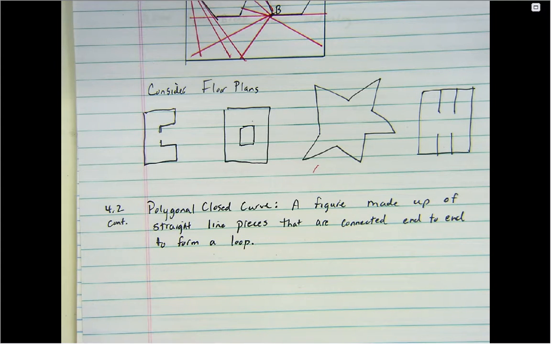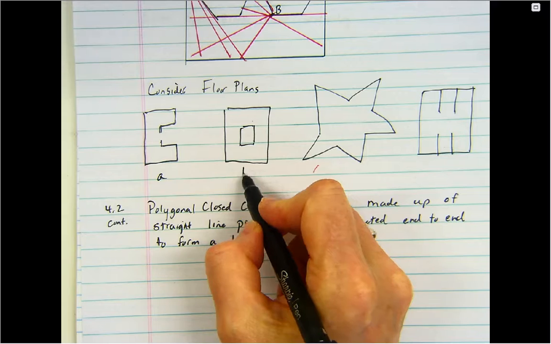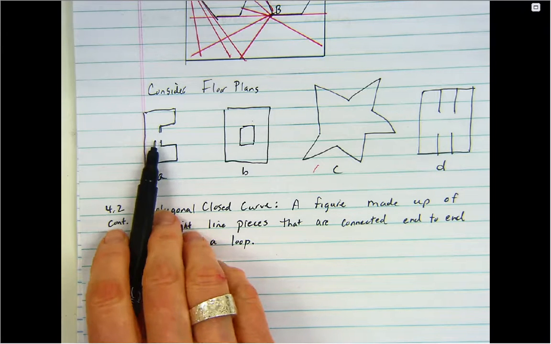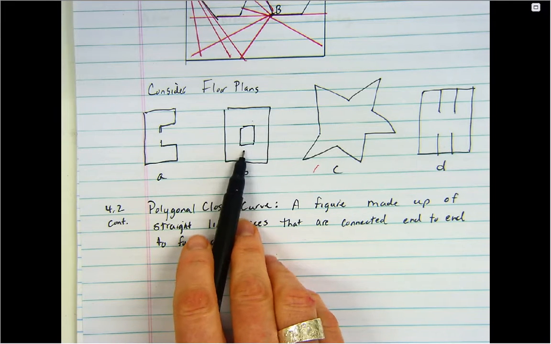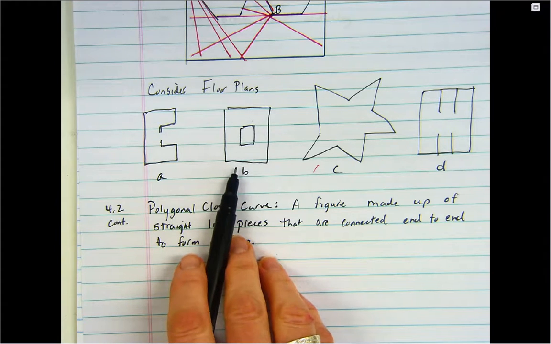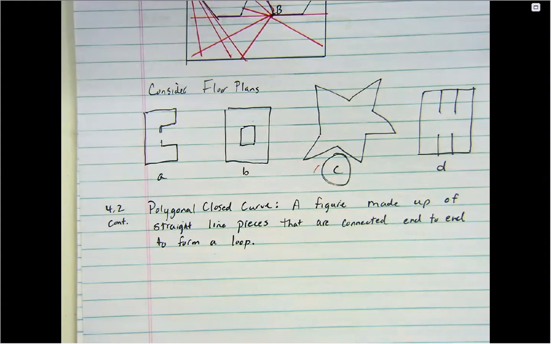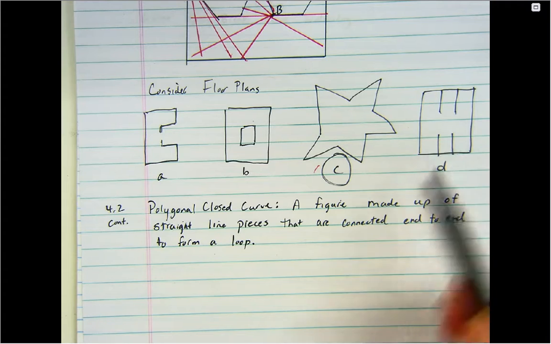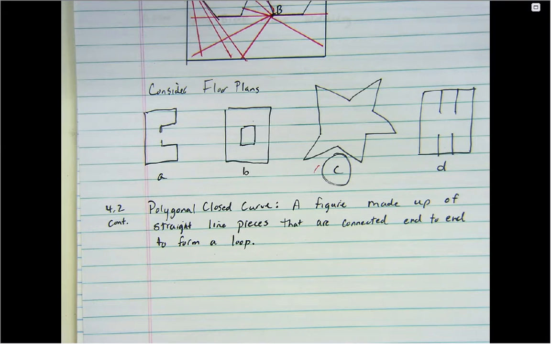So I'll label the shapes that we made, and you can pick out which one of those is a polygonal closed curve. Okay, which one is made up of straight line pieces, or we'd call those straight line segments, connected end to end until they closed up again? A, B, C, or D? Yeah. C, good. So this one, A, is not because it hasn't closed up yet. B is not because the square in the middle is not connected end to end to the square on the outside. C is the one that's the polygonal closed curve. D is not because it has these line pieces that are not connected end to end. They just have one end connected.